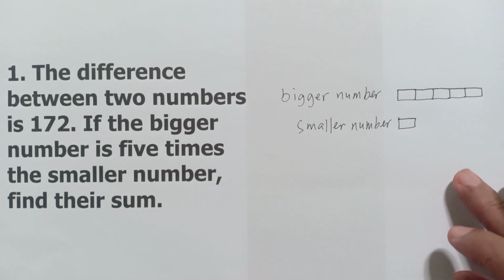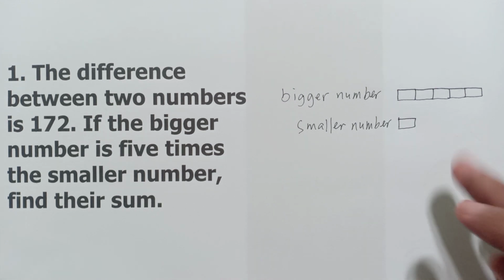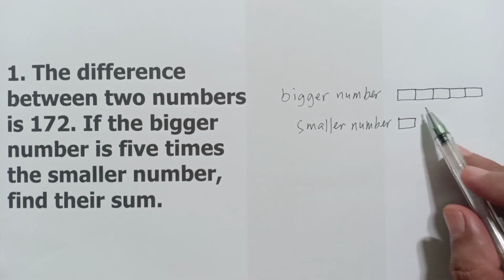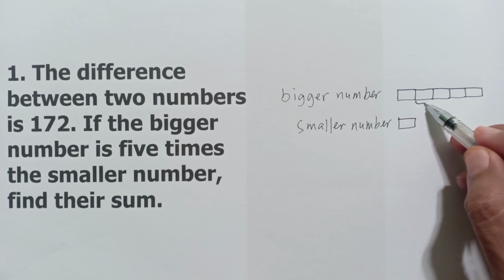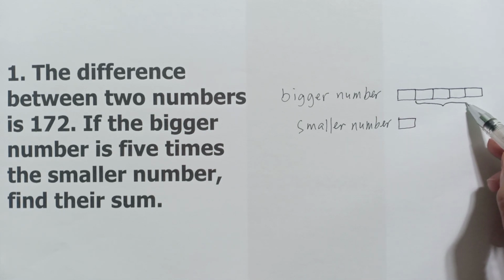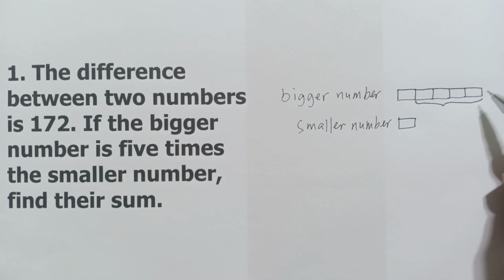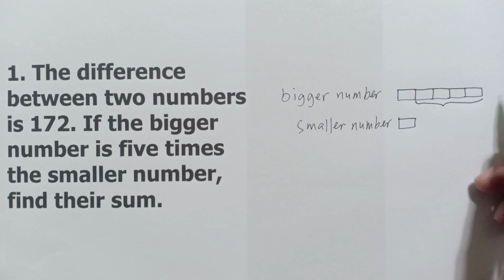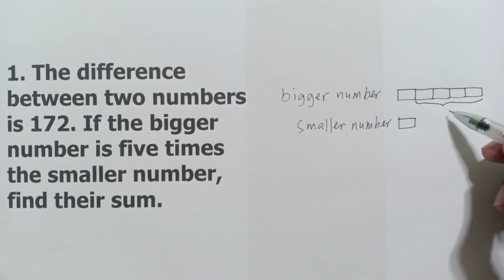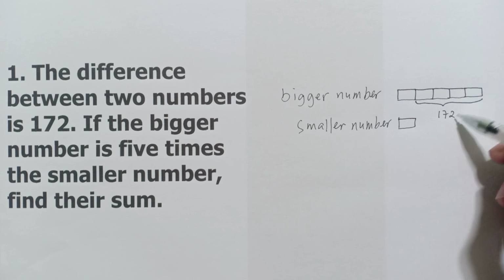And what we do next is to look for the difference. So where is the difference here? If you notice, these 4 blocks here are their difference. Do you agree? And those 4 blocks represent their difference, which is 172.